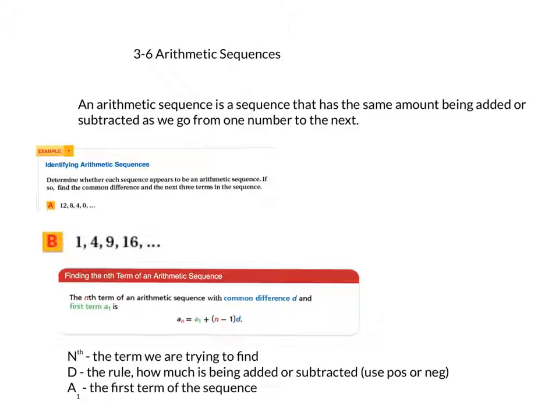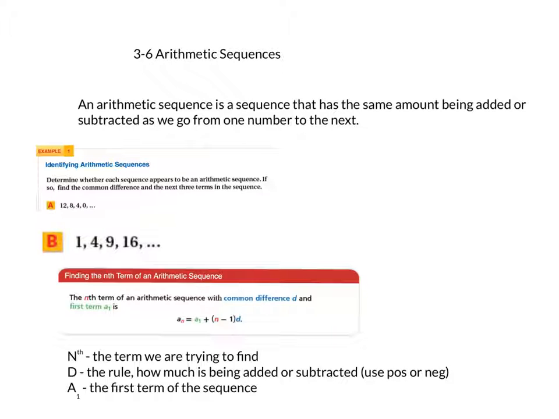3-6 arithmetic sequences. An arithmetic sequence is a sequence that has the same amount being added or subtracted as we go from one number to the next. So like 0, 1, 2, 3, 4 is adding 1 each time, and it's an arithmetic sequence. So we want to determine whether sequences are arithmetic or not. So it has to be by addition or subtraction, and it can't be multiplication, division, exponents, anything else.